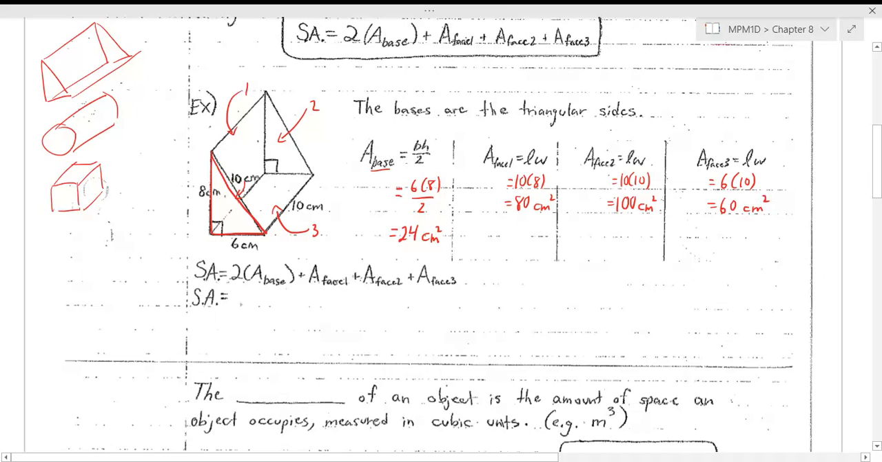Great. Now what's the surface area? Now we have two bases, right? Two triangles, and they're each 24. So we're going to multiply them like that. And then we're going to add all the other three faces. So that's going to be 240 plus 48 is 288. So the surface area is equal to 288 what? Centimeters squared, right? So surface area is measured in the same units as area. It's going to be square units.